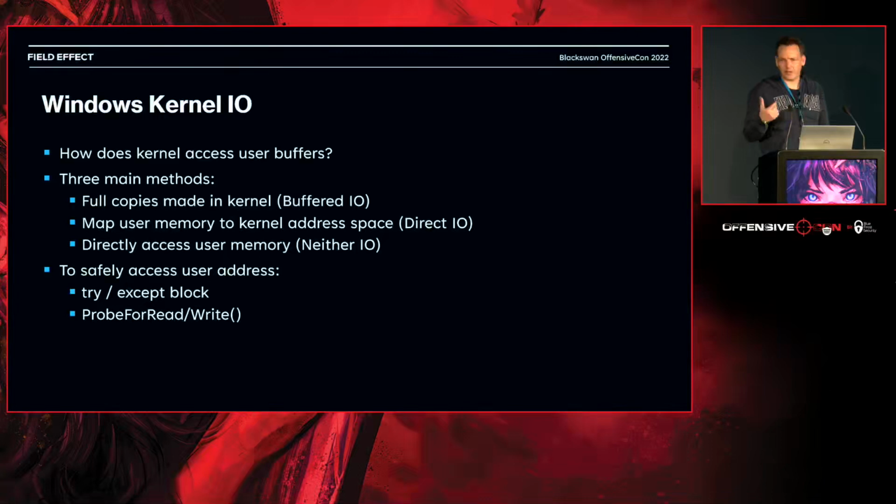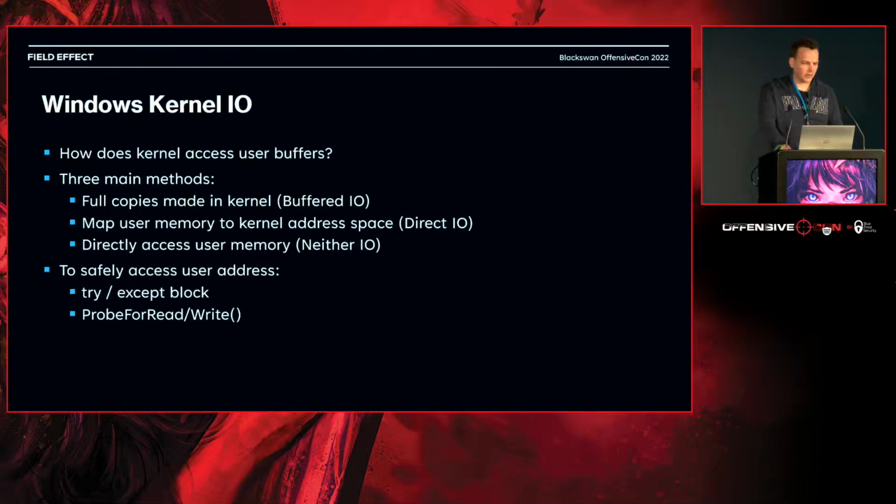Also, kernel drivers are supposed to, before they access any range of memory, probe it for read or write to ensure that the address range is in a valid user mode range, and user mode's not providing kernel pointers. So that's just some basic reminders about Windows kernel I/O and memory access.